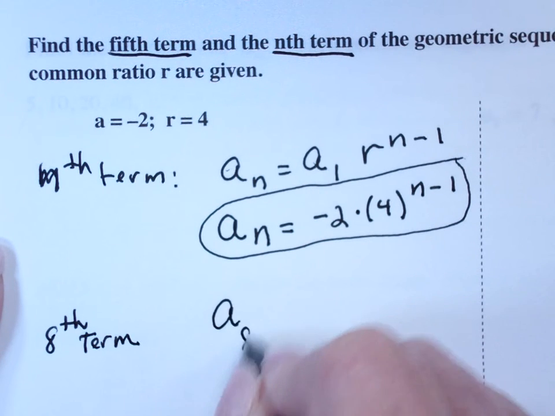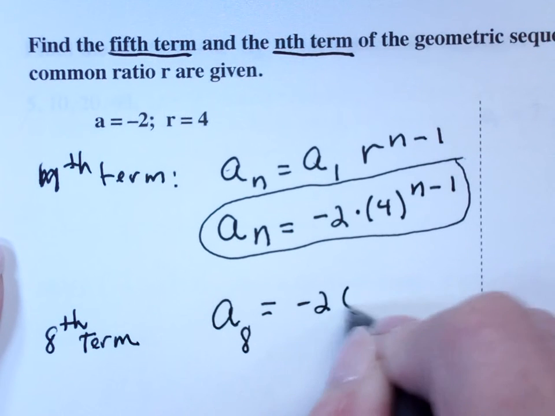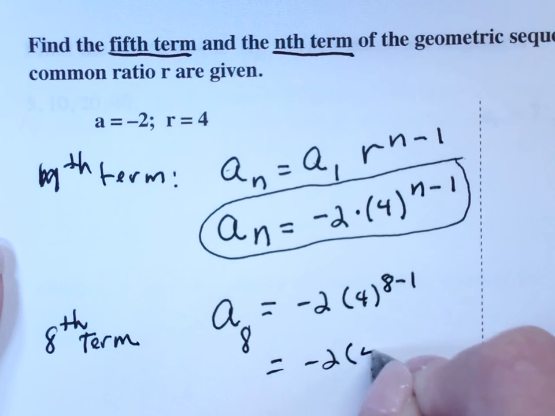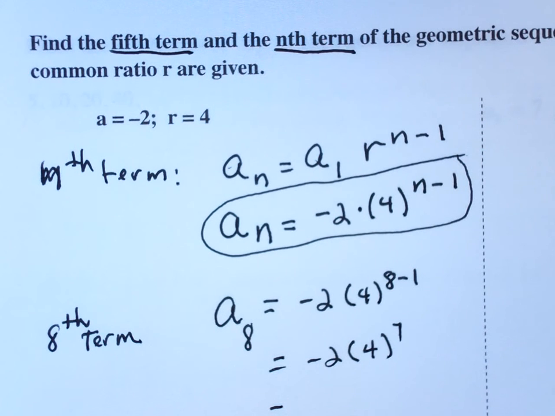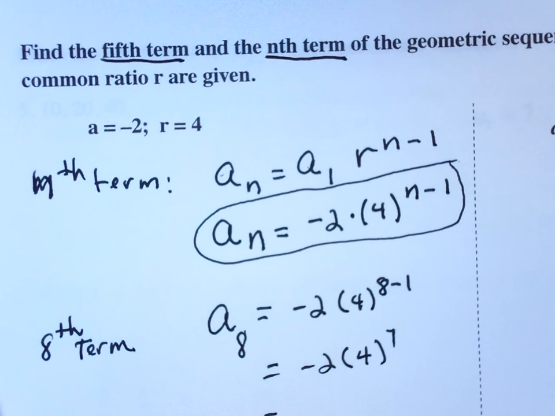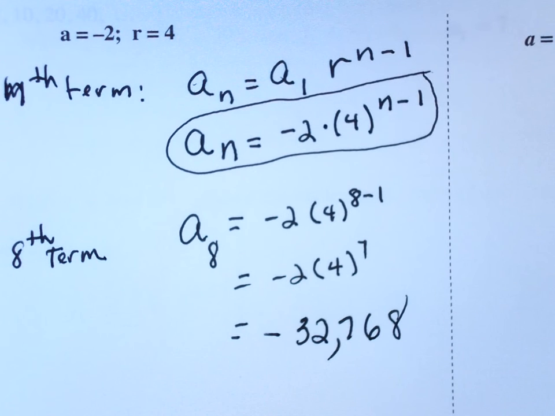That's a sub 8, which is negative 2 times 4 to the 8 minus 1, which is negative 2 times 4 to the 7th. I had to move to my calculator, a new one, different one, because mine needs charged. Negative 2 times 4 to the 7th is negative 32,768. Now what you're noticing is, even at term 8, these numbers are getting really big. That's the hallmark of a geometric sequence.